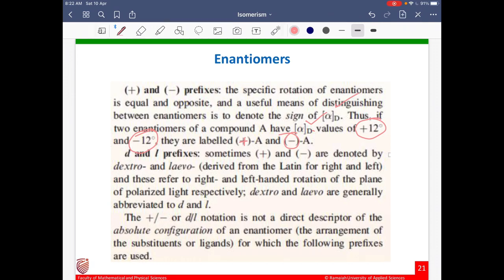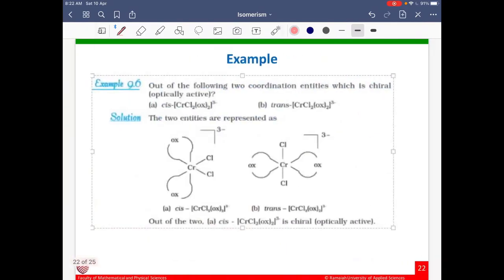The plus or minus or D or L notation is not a direct descriptor of the absolute configuration of the enantiomers, the arrangement of the substituents or ligands, for which the following prefixes are used.